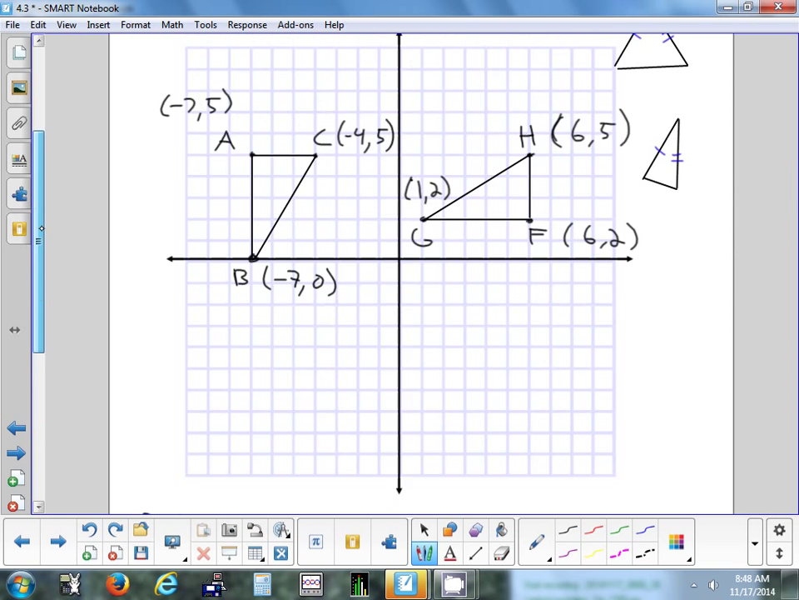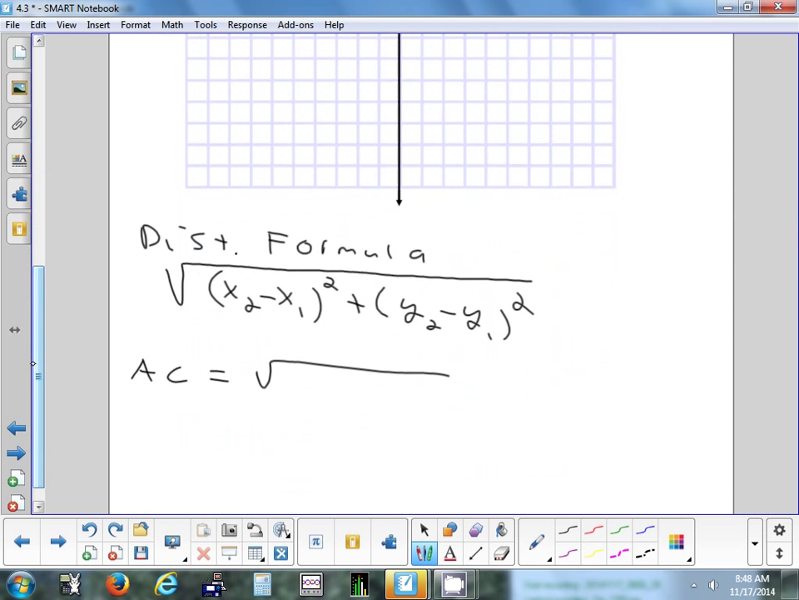Okay, so let's look at our coordinates. It's -7,5 and -4,5. Okay, so I'm going to subtract the x's. So let's go -4 minus -7. Square it. Plus, and now subtract your y's. 5 minus 5. This one's going to be pretty straightforward. What happens when you do 5 minus 5? 0, and then you square it? 0. Okay, so that part just crosses out.